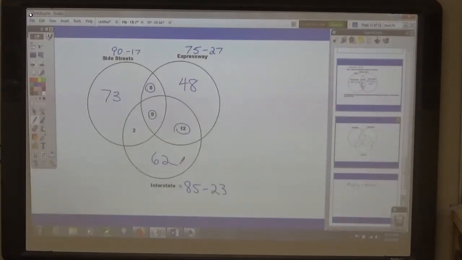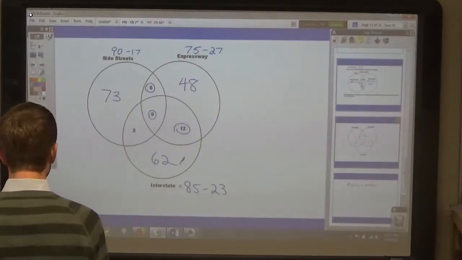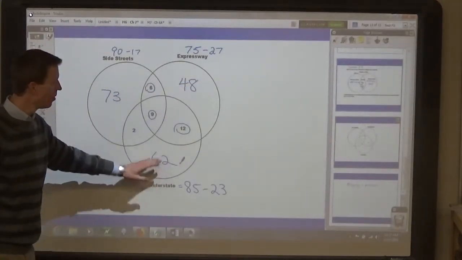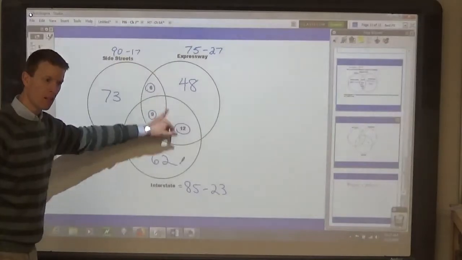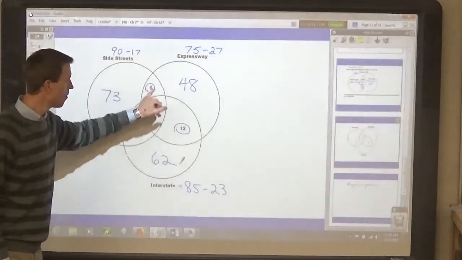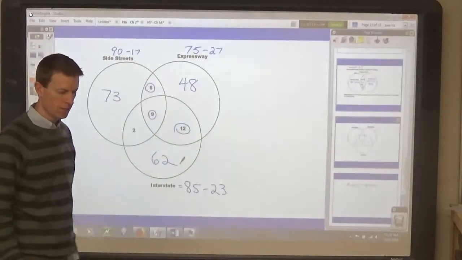No? It says how many total people were surveyed. I know. So you can't just add these numbers. You have to add the numbers in the middle also. Oh, yeah. Some of you forgot to add the numbers in the middle as well.